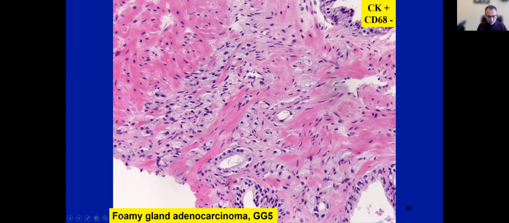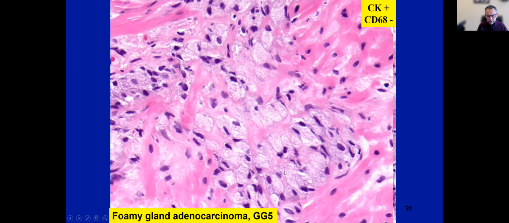So this is an example of a foamy gland adenocarcinoma grade group 5. And you can see that there is a little infiltrative pattern and there is also some gland formation. And otherwise, you also see some more pronounced cytological atypia in some of these particular cells. Here is the closer magnification.